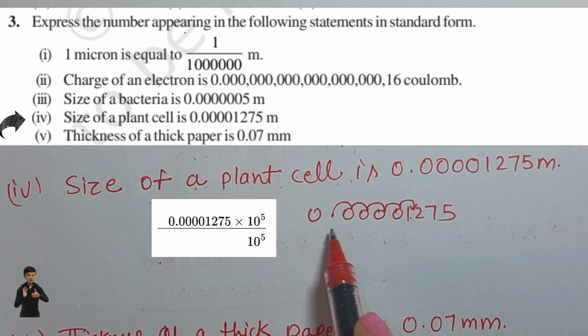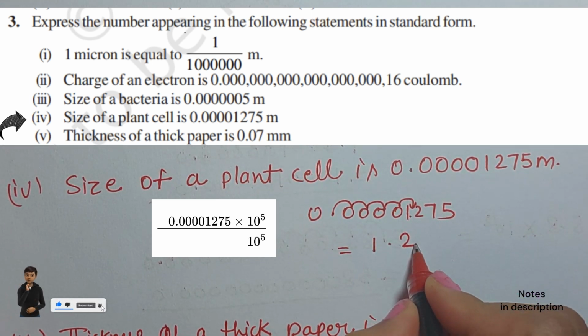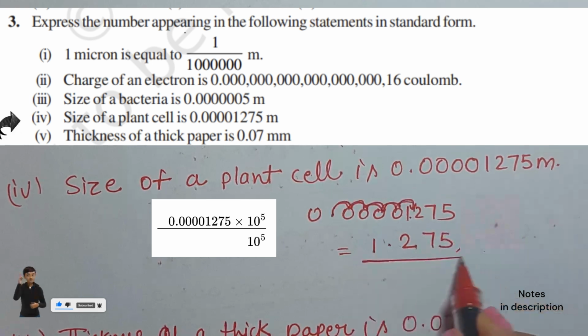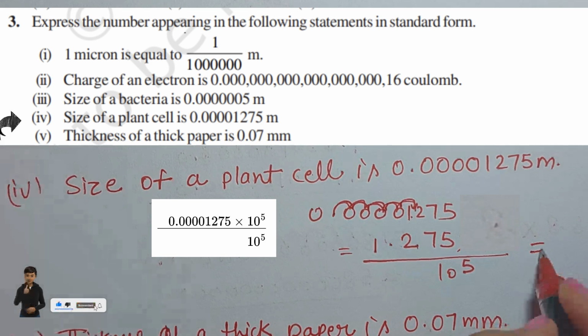Okay. So now it will become 1.2, 75. We are multiplying by 5. Then we will divide by 5. Then it will become what?